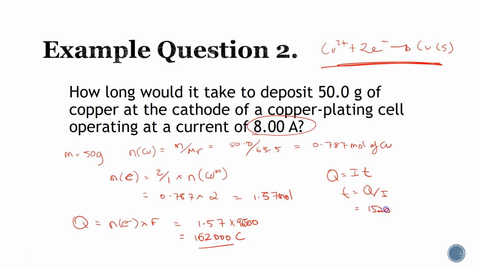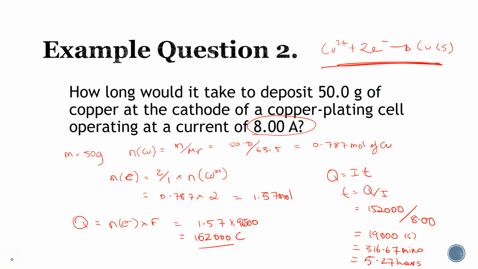So 152,123 divided by 8.0 amps is going to give me 19,000 seconds, and that's a really ridiculous number. So we want to try and get it to 3 significant figures. So 316.67 minutes. And again, we can divide that by 60 again, and we can find that we would need to run this cell for 5.27 hours in order to deposit 50 grams of copper.